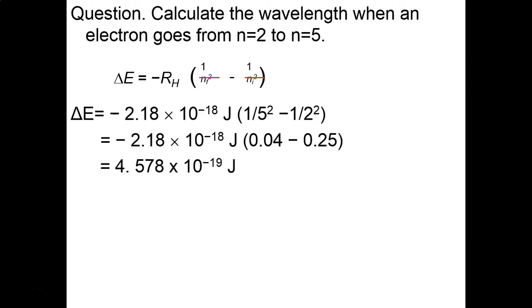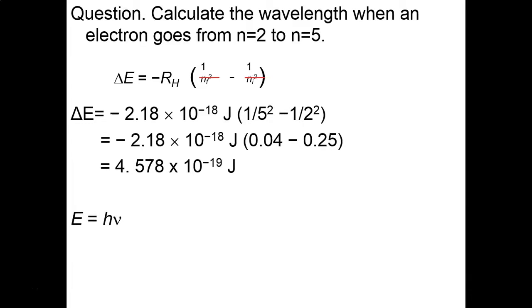There's your energy for this particular photon, a single one. Remember, you're not doing a whole bunch of them. You're doing one of them. Jumping from the second shell to the fifth shell, this is how much energy you have to put in. That's all this represents: the energy you need to go from the second to the fifth shell.